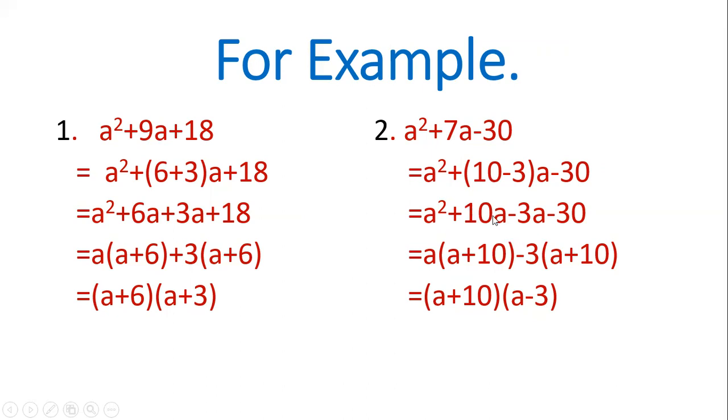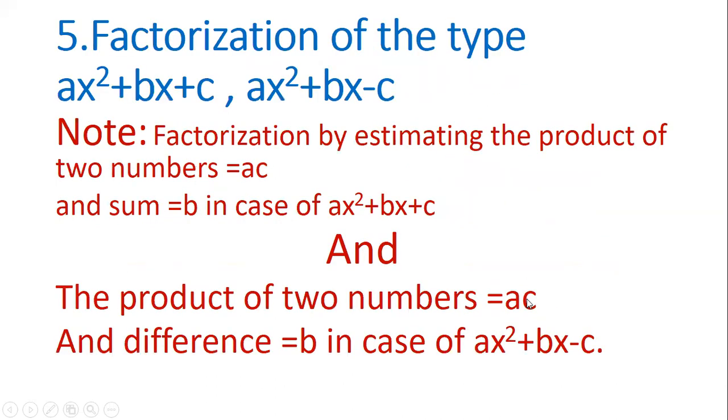a square plus 10a minus 3a minus 30 is also called middle term splitting, you have learned, right? So you will take a common over here, it will come a plus 10, and if you take minus 3 common here, a plus 10. Don't be confused over here, minus times minus will be plus. When you take minus 3 common from both, then it will be plus over here, and then again take a plus 10 common, and a minus 3 will remain over here. I think it's clear to you all.